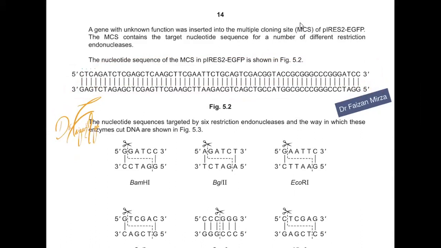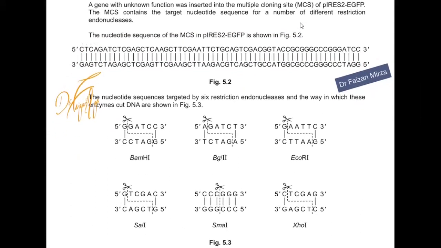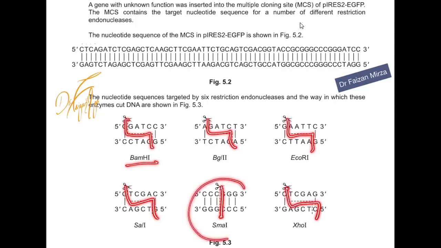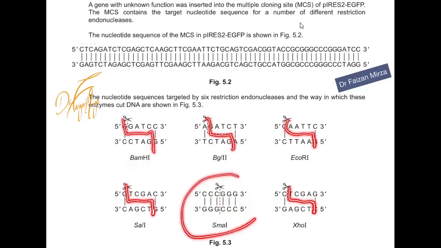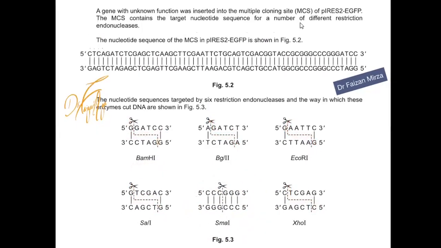The nucleotide sequences targeted by six restriction endonucleases are shown to you, and the way in which they cut. You can see BamHI produces a cut in this way, and all these produce cut ends, sticky ends. Except for SmaI, this enzyme will not produce a sticky end because it produces blunt ends. Although all the others produce sticky ends. You can see from this diagram that all the enzymes produce sticky ends, whereas this enzyme will produce blunt ends.